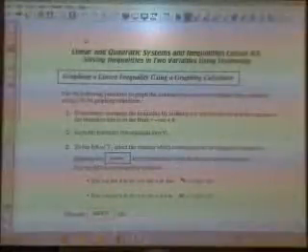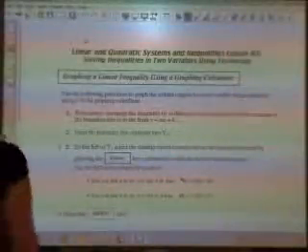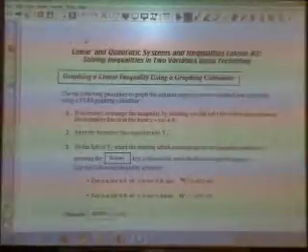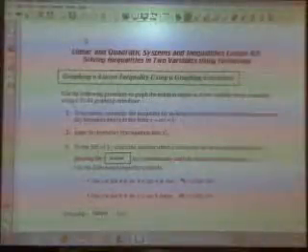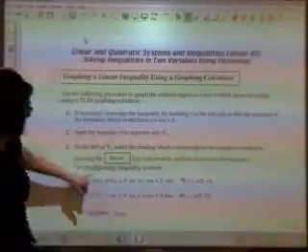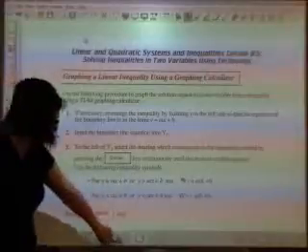Graphing linear inequalities using your graphing calculator. So first things first, you have to have it as a y equals. So if it's not written in y equals form or y less than, y greater than form, you have to isolate for the y. Then when you put that in, you have to use the symbol keys.